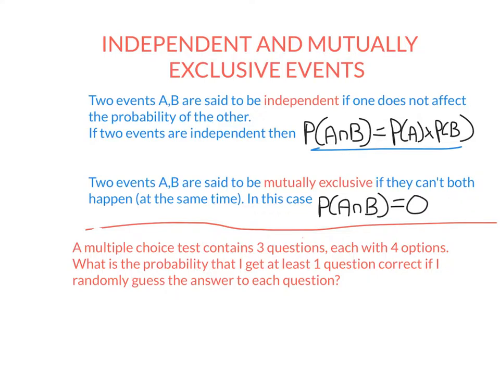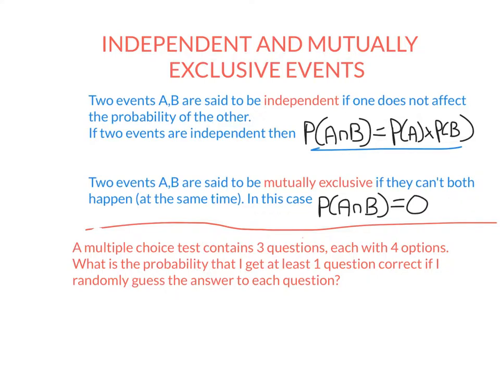I could get the first question right or the second question right or whatever. I also could get one question right. That's at least one question. If I get 2 right, that's at least one. And if I get all 3 right, that's at least one. So sometimes it's easier to use our rule for complementary events.